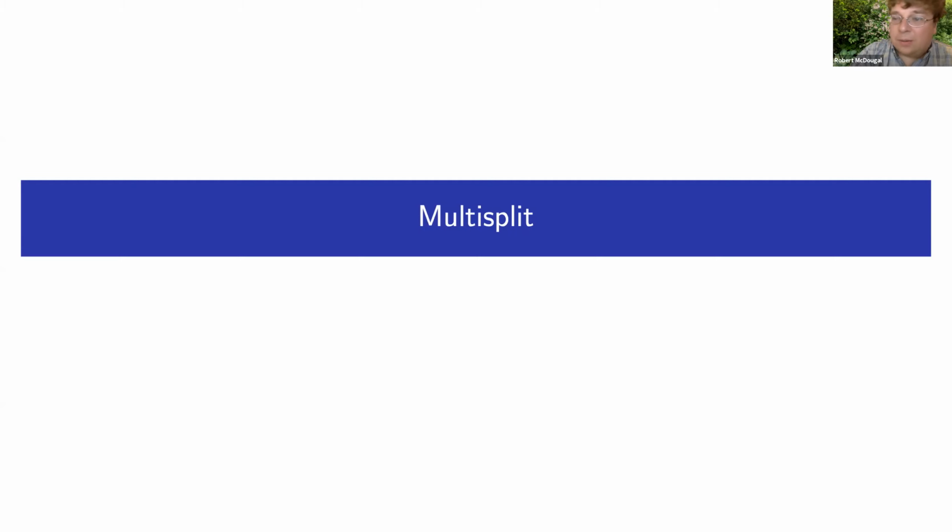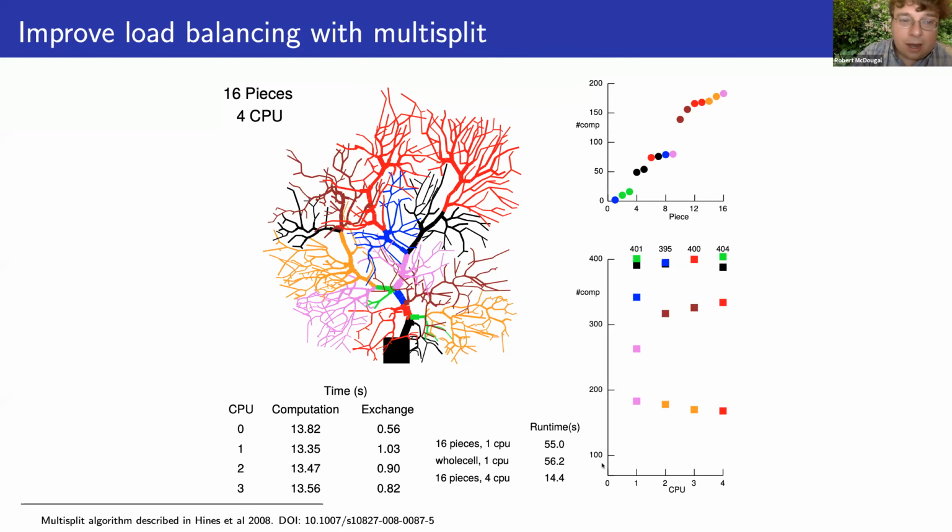All right, 2 items that I want to touch on now, finally, before we end for today. So let's talk about multi-split. The idea with multi-split is I may have a single cell that is extremely complicated to simulate. So here, for example, I have a Purkinje cell.